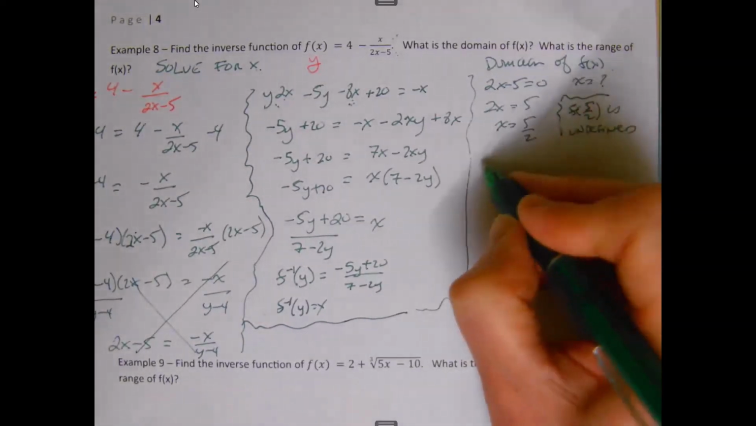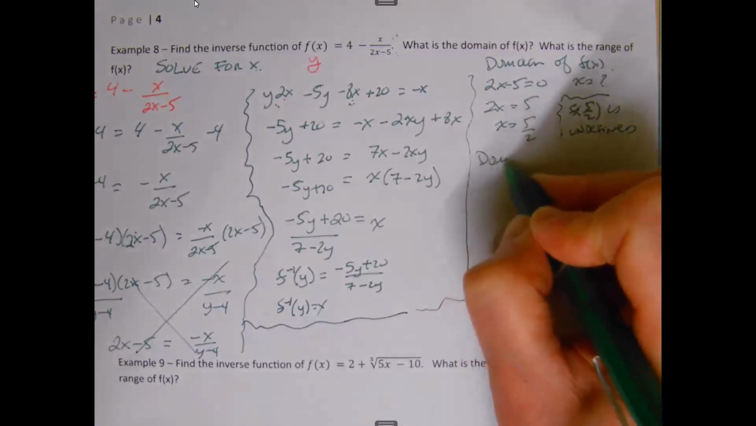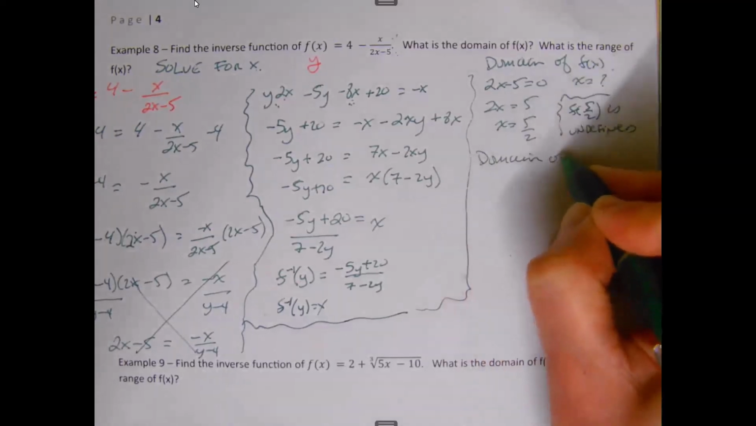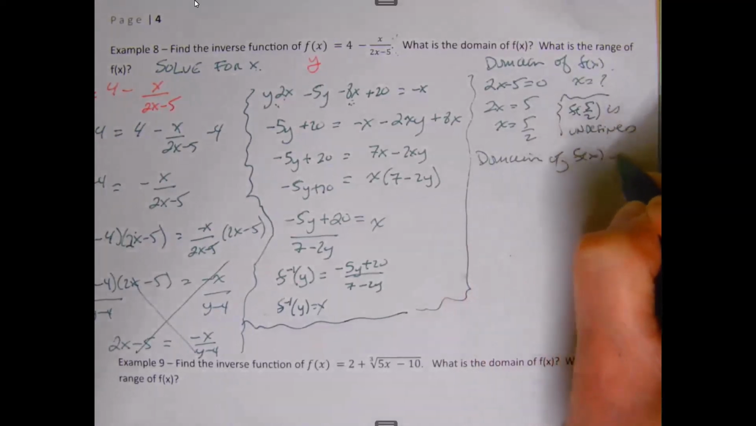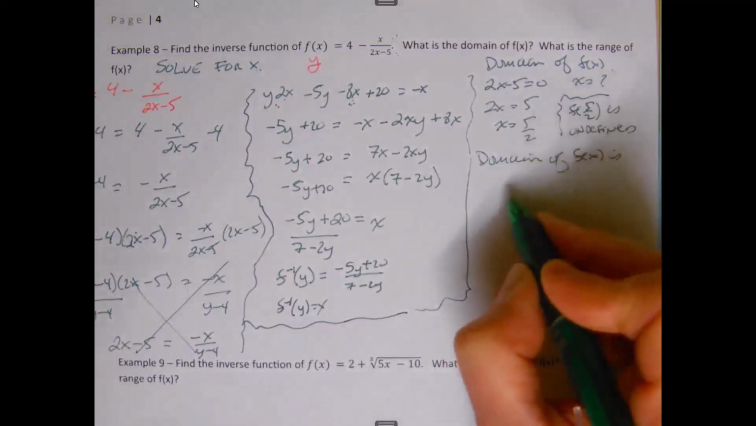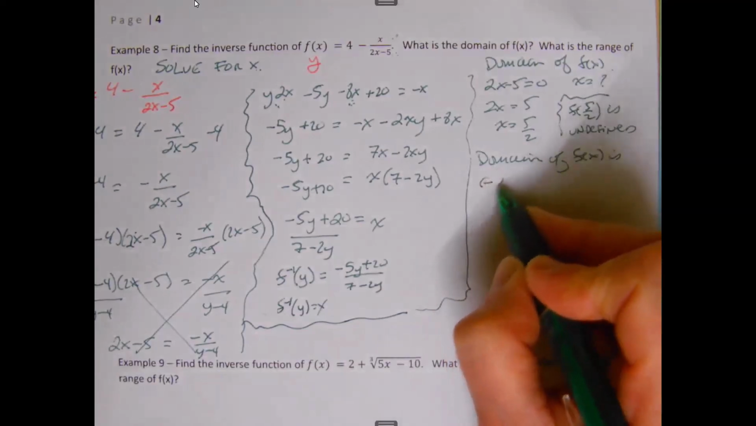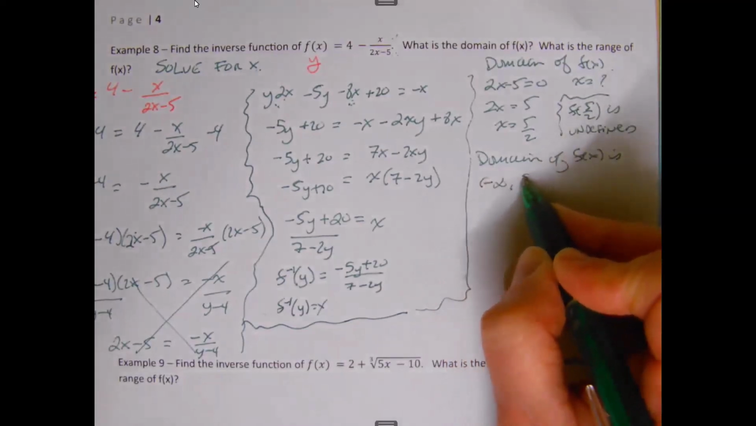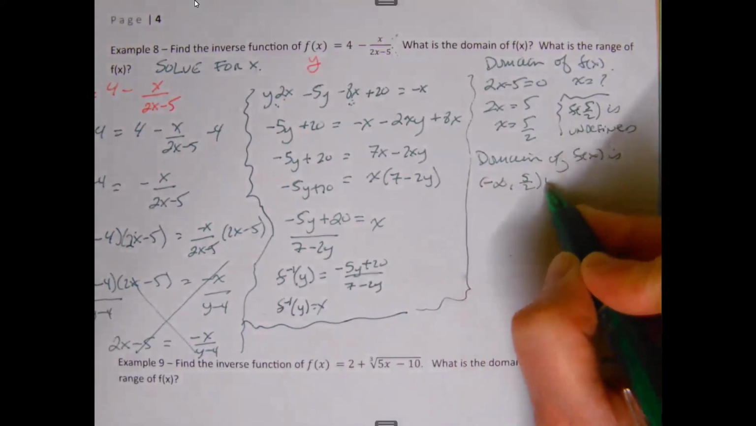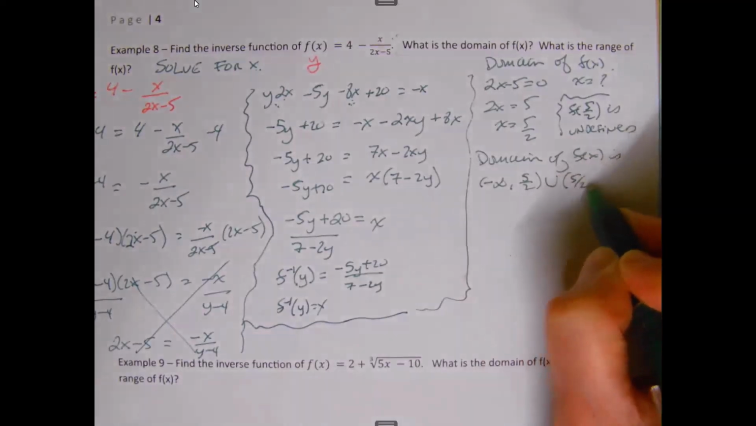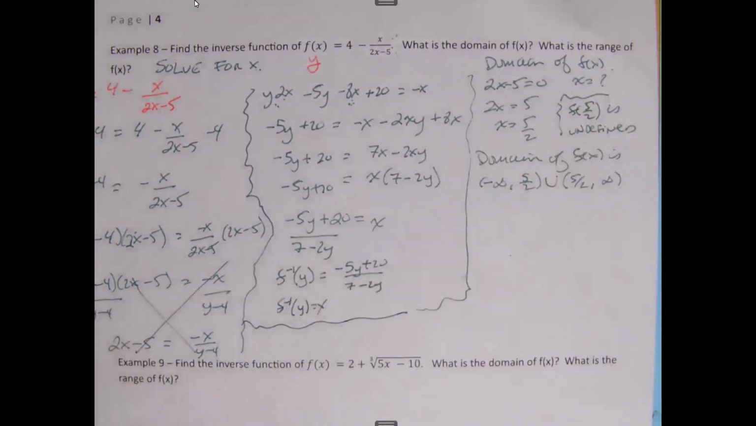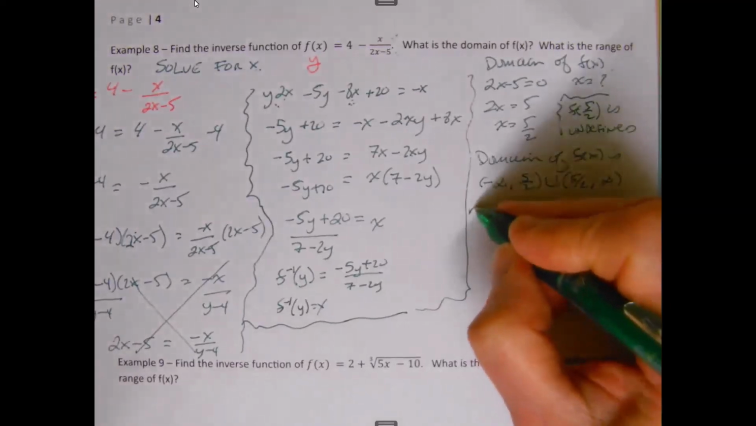So what is the domain? Domain of f of x is: start at negative infinity, go to 5 halves, union 5 halves, all the way to infinity. And there is my domain.